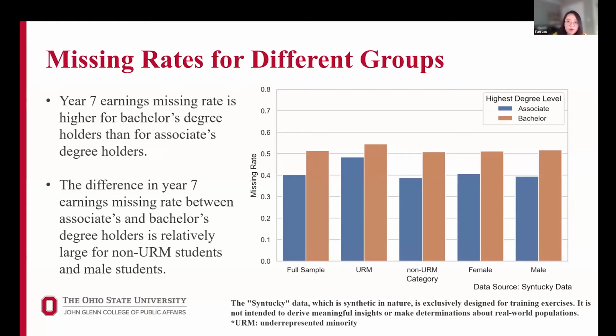So first of all, one thing you can do is really to inspect the missing rate in your data. What we can see here is that the first 2 bars show the missing rate for bachelor's and associate's degree holders for the full sample. And you can see that the missing rate for bachelor degree holders is much higher than the missing rate for associate degree holders. It is even greater than 50%.